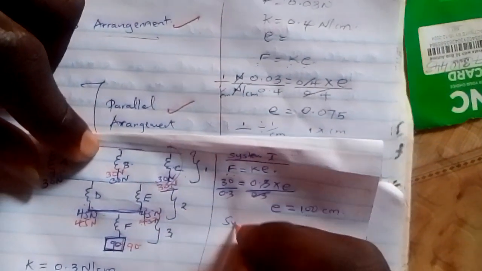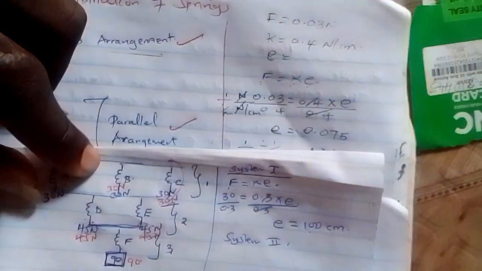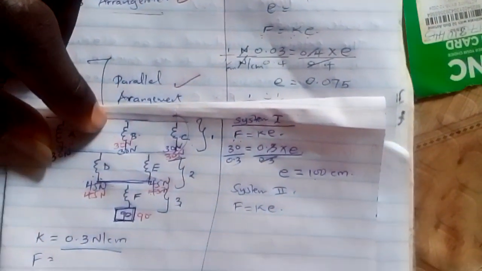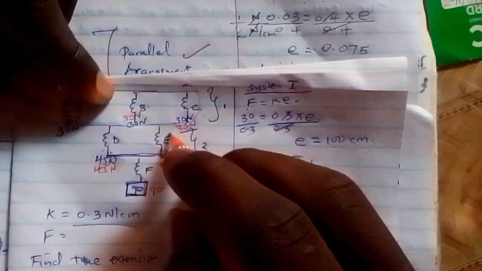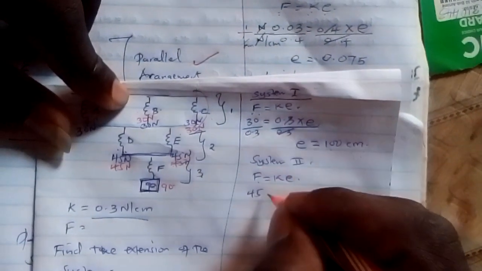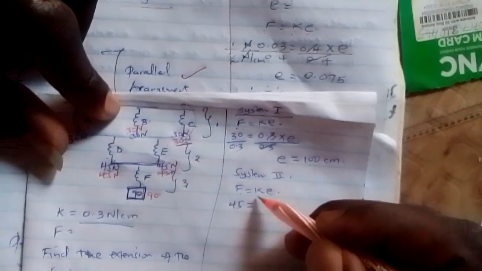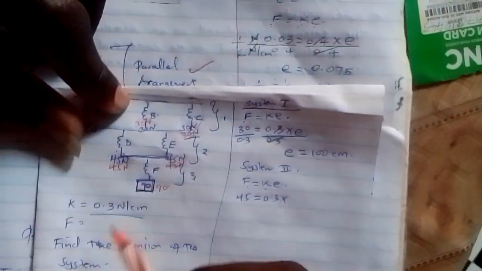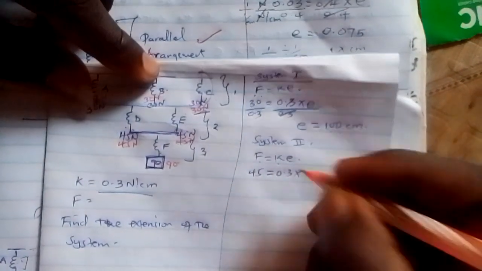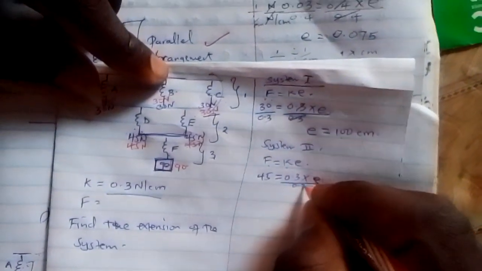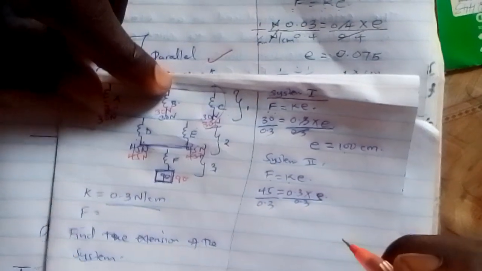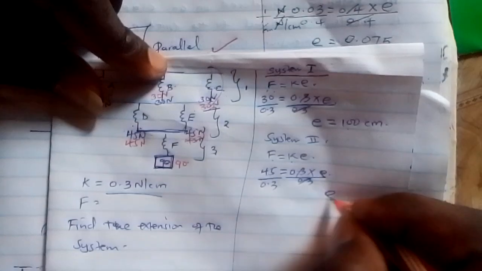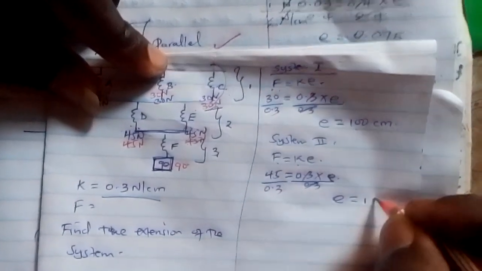Let's look at system 2. System 2, force is equal to KE. The same scenario continues. The force being applied on one of the springs in system 2 is 45, which will be equal to the constant, 0.3, since we have been told that the constant is the same for all of the springs, multiplied by the extension. Divide by 0.3, divide by 0.3. Now if you divide 45 by 0.3, this one goes with this one. Now our extension on system 2 will be equal to 150.